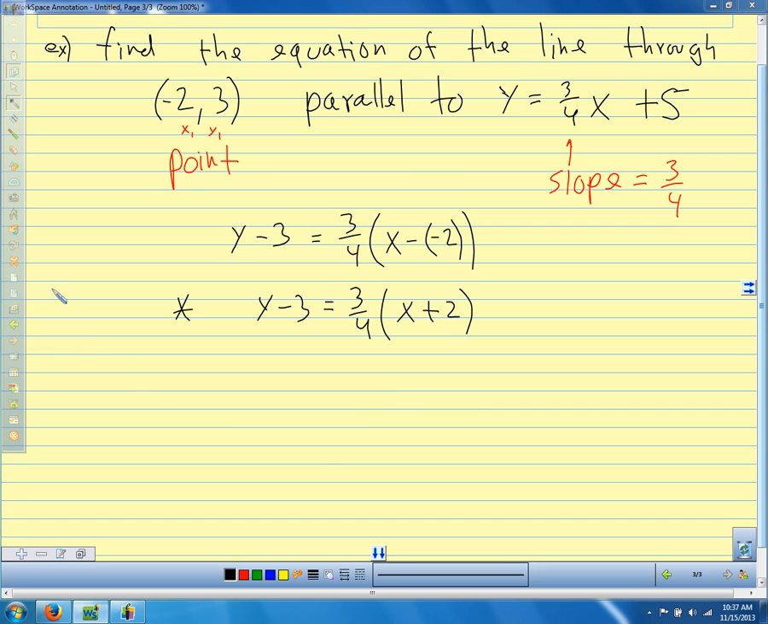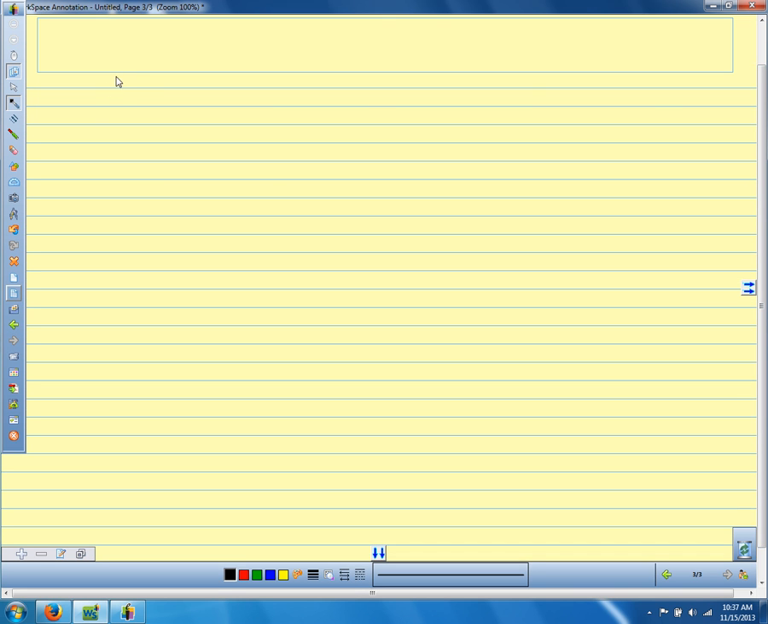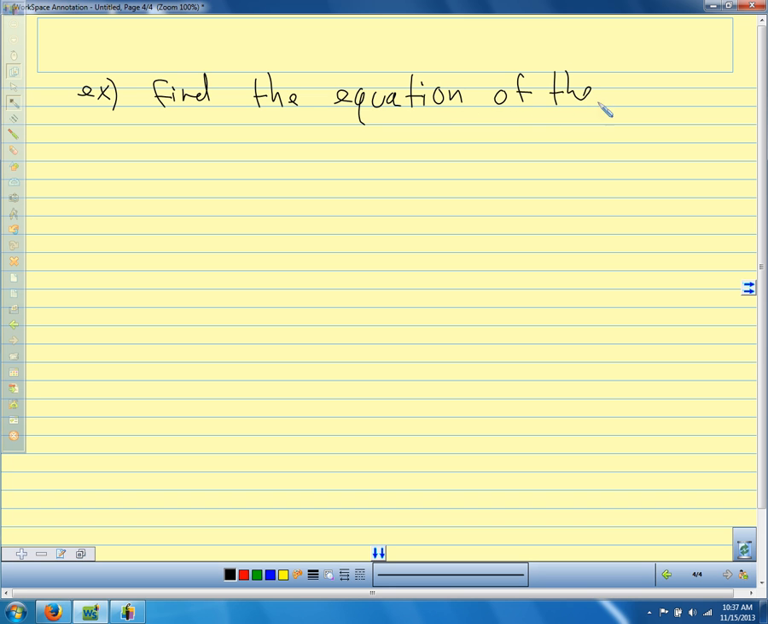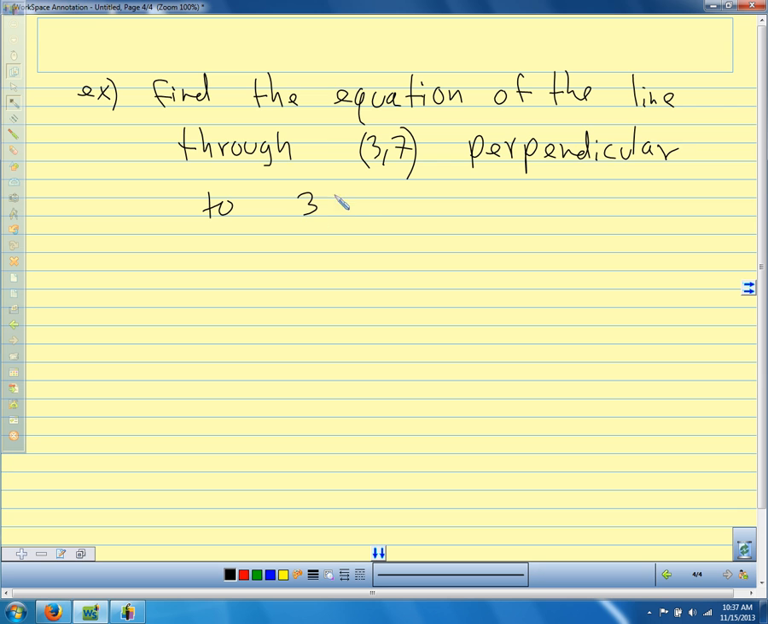So let's look at another example. This time we'll talk about a perpendicular line. I'm going to add a little twist to our problem. So we want the equation of the line through the point (3, 7) perpendicular to 3x plus 4y equals 6.